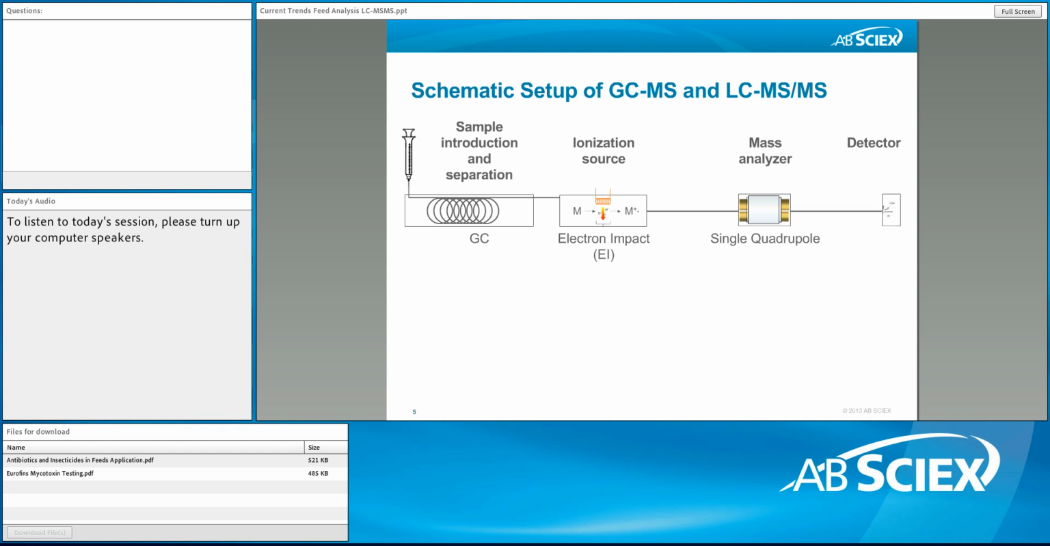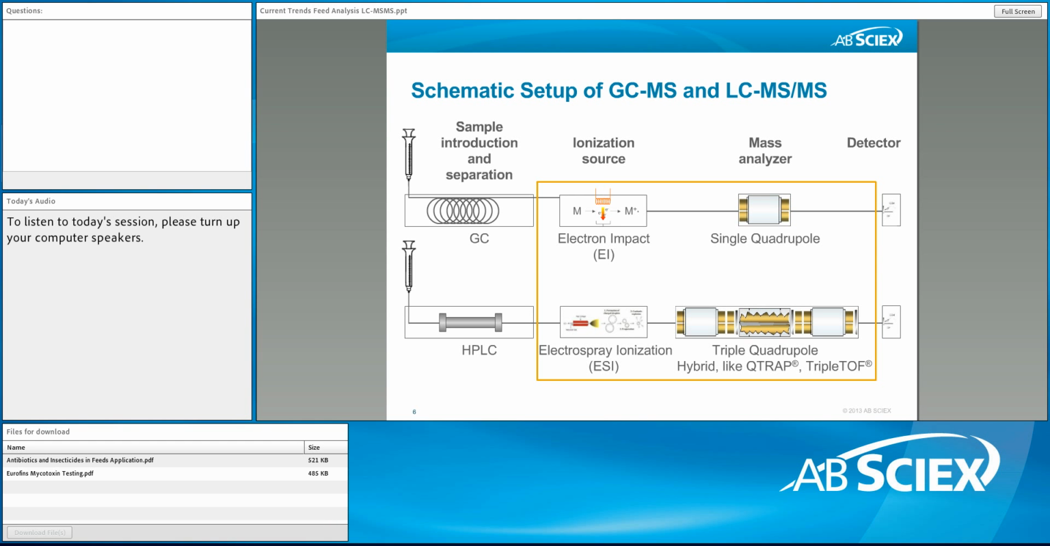And the most commonly used ion source in GCMS analysis is electron impact. That's the gold standard, and single quadrupole mass analyzers are most commonly used for GCMS analysis. But also in the poll question, we could see that a number of laboratories are making the switch to GC-MS/MS at the moment to gain sensitivity.